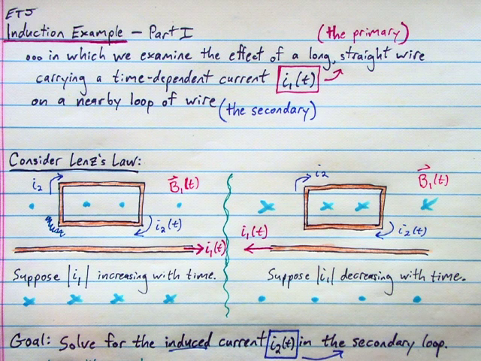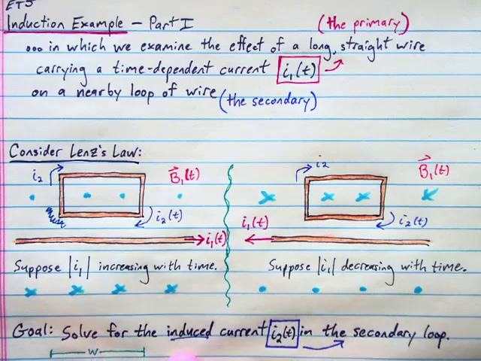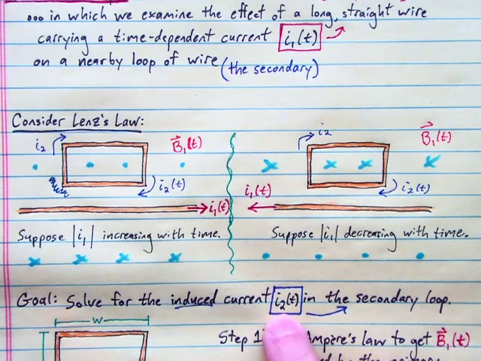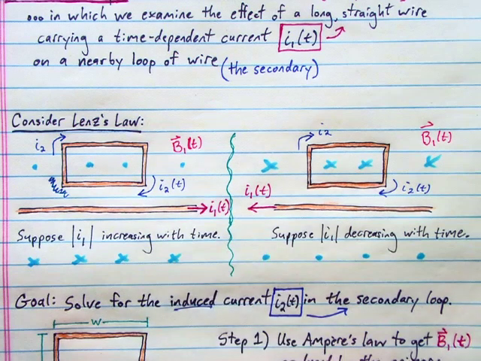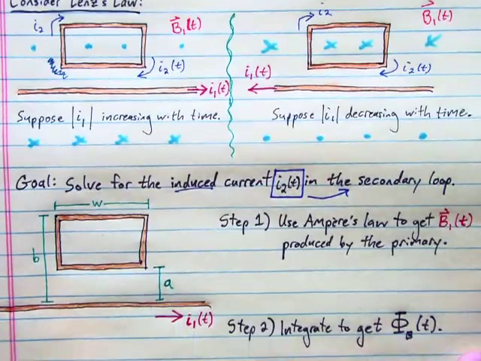Now I want to actually use Faraday's law to solve for that induced current in the secondary loop as a function of properties of this system. So I've redrawn our picture here.